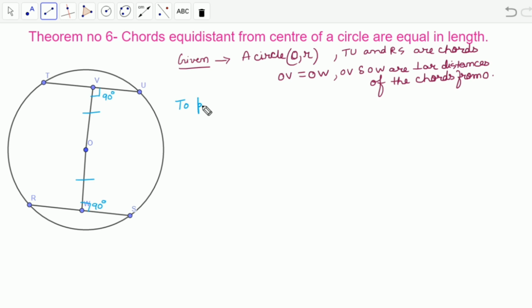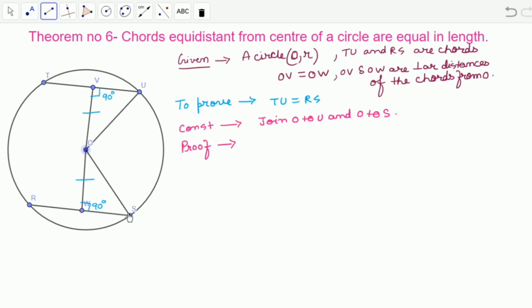What do we have to prove? We have to prove that the two chords are equal, that is TU is equal to RS. What will be the construction? Construction: join O to U and O to S. Let's do the construction first. Join O to U, and then O to S. Join these two points.